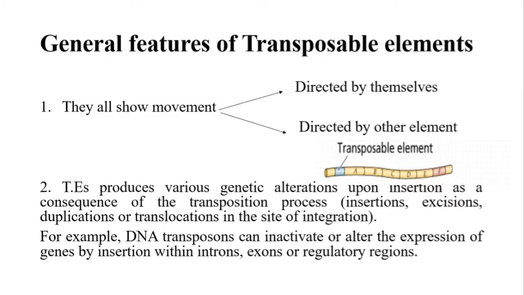For example, this is a DNA strand containing a transposable element. Now, when this transposable element excises itself and inserts into a new location on another strand, there will be a change in the size of this strand and also that strand where this element gets inserted. In this way, transposable elements produce various genetic alterations. Also, transposons can inactivate or alter the expression of genes by insertion within introns, exons or regulatory genes.